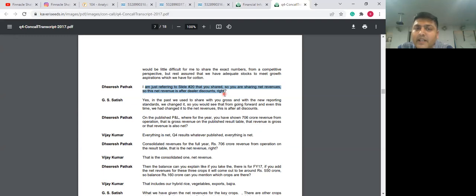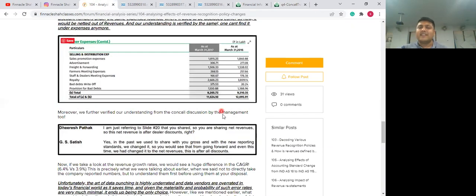I'm referring to slide 20. You said you are sharing revenues, net revenues, correct? This is after dealer discounts. So Satish sir replied, yes, in the past we used to share gross, but under the new reporting standards, we have to share net of all discounts. A very, very interesting data point.